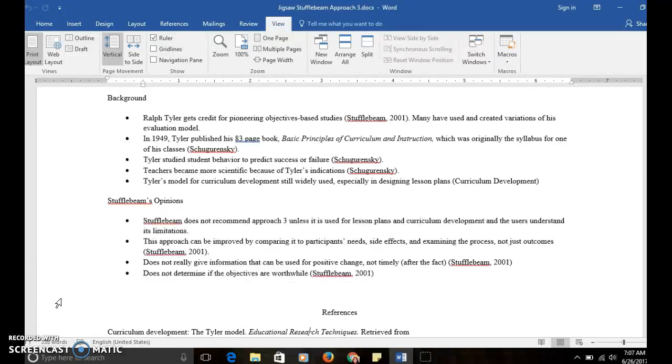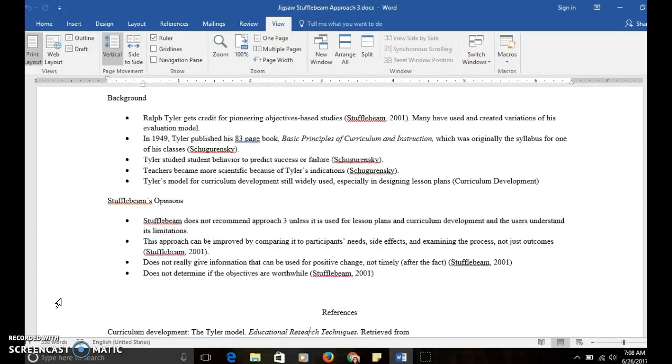Stufflebeam isn't very fond of this one. It seems like all the smaller numbers of approaches he isn't really keen on, and the ones at the end of the book he is. So this number 3 definitely would fall into the category that he's not really excited about, unless it's used for something like lesson plans or curriculum development, and as long as the people who are using this type of evaluation understand the limitations.